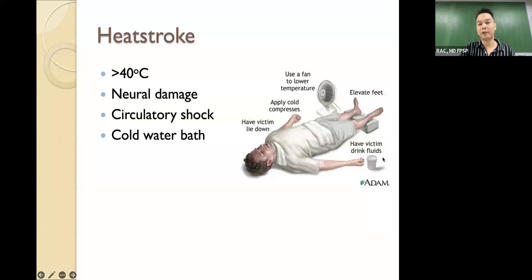You give fluids, cold water, you fan. If you need to remove heavy clothing, do so. So we need to bring the temperature down. Now, definitive management is immersing these patients in an ice water bath. So you need to bring the temperature down to manage heat stroke.